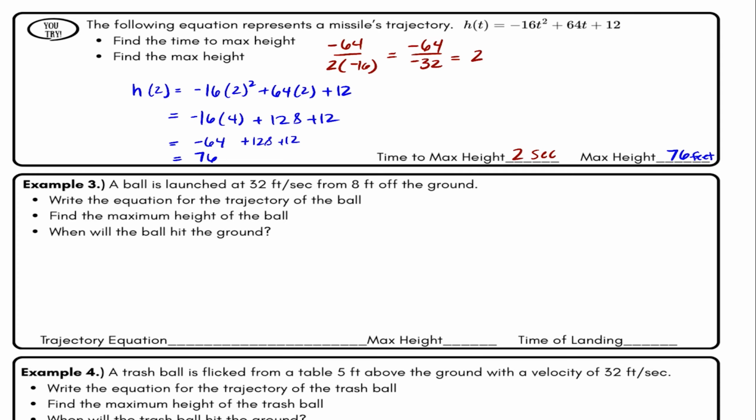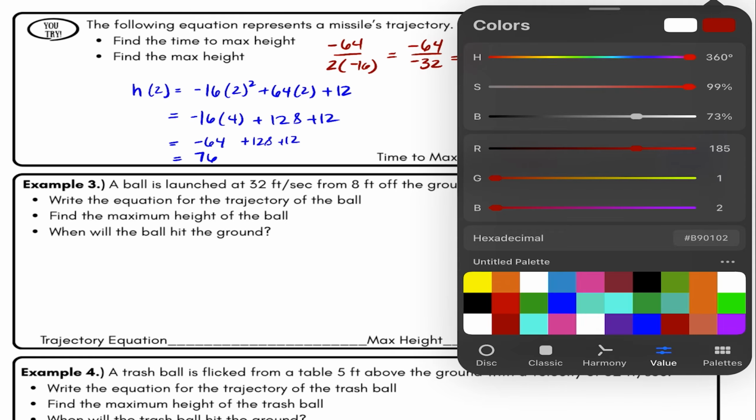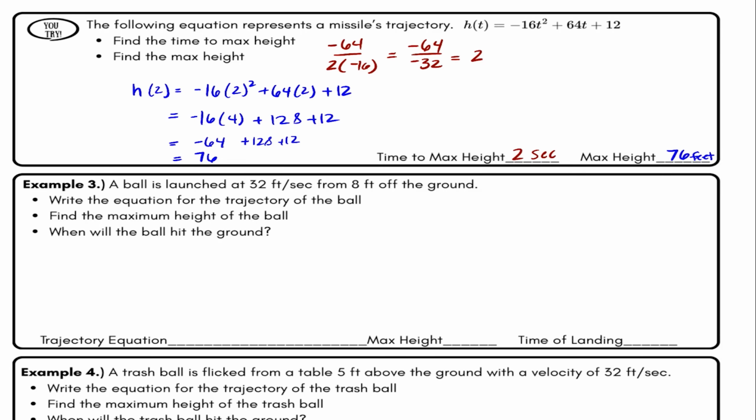Okay, so I'll go ahead and write all the formulas that we need to be able to solve this type of problem. The first thing we need to remember is the original formula, right? The original formula for projectile motion is h of t equals gt squared, so that's gravity, that's our constant, negative 16, right? Plus vt, that's our velocity, plus s, our starting height. So we know we're going to need to remember that formula.